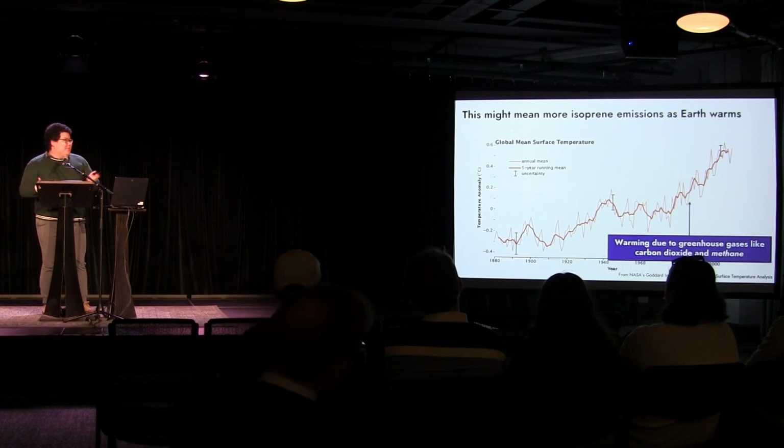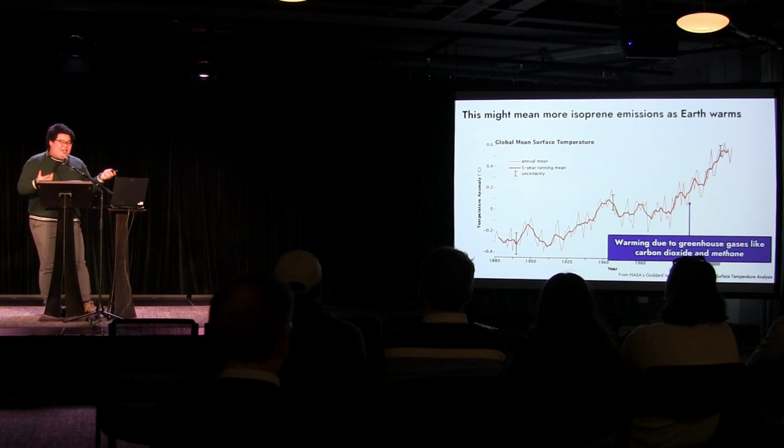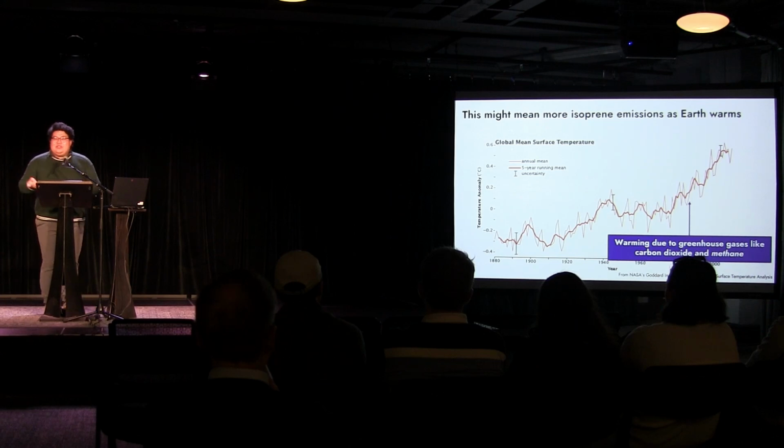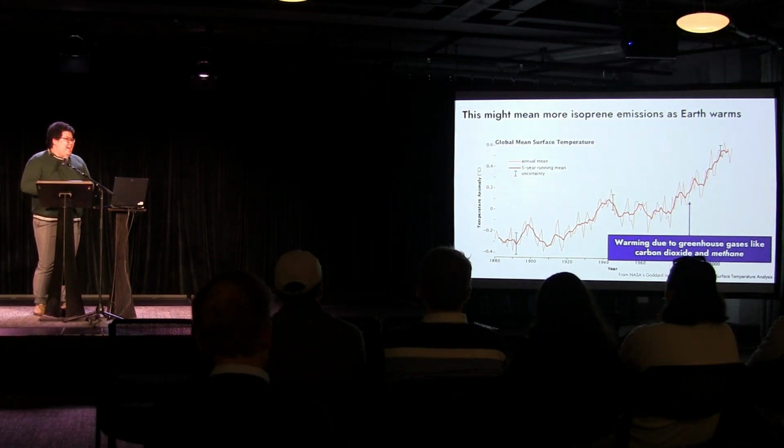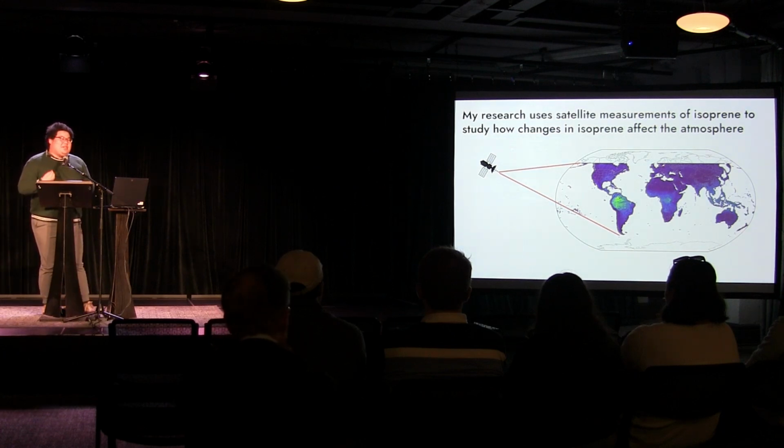And just as a reminder, this global mean surface temperature increase is largely due to warming from greenhouse gases like carbon dioxide and methane. And so one hypothesis that you might be having is that, okay, temperatures are increasing, so maybe isoprene emissions are increasing as well. And so this is where my research comes in. I use satellite observations of isoprene to really test those hypotheses and to really determine what is isoprene doing in the atmosphere and what will it do in the future.